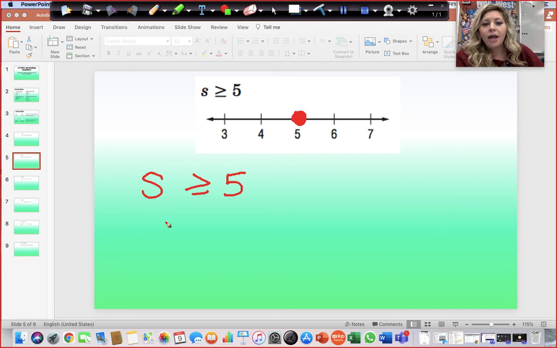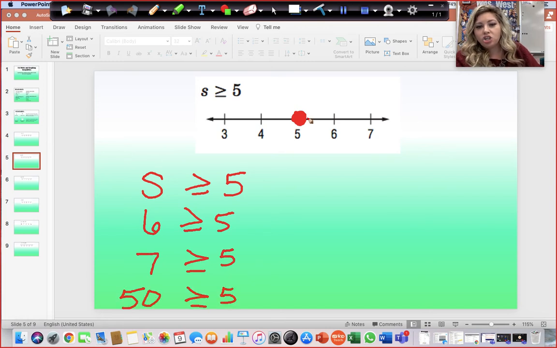Okay, and then we want to shade in the direction of all of the numbers that could be greater than or equal to 5. So 6 is greater than or equal to 5. 7 is greater than or equal to 5. 50 is greater than or equal to 5. So we want to shade in the direction of all of those numbers. Remember to make a big arrow at the end to show that all of the numbers that are greater than or equal to 5 are included here that could be values for S. Okay, and then this would be your answer.